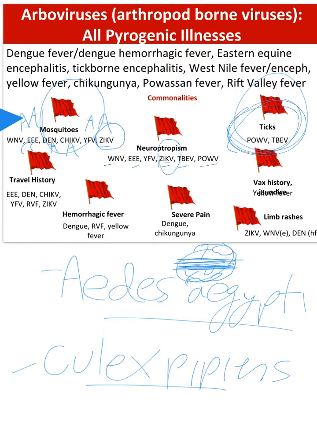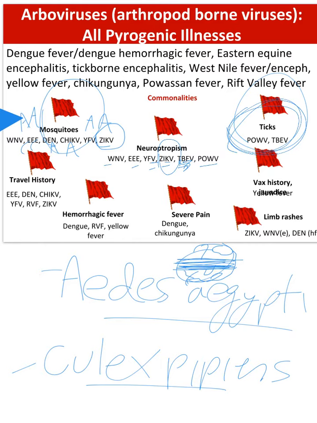Powassan virus is also a tick-borne encephalitis. It is not the same virus as this guy right here, but it causes a very, very similar disease. Alright, and then finally the one to point out here is yellow fever virus. Principally speaking, yellow fever causes a different clinical manifestation. We'll get to that in a second, but it can also cause encephalitis as well.